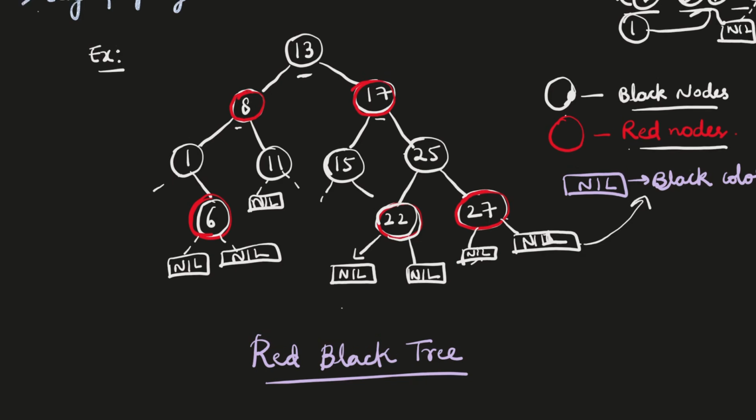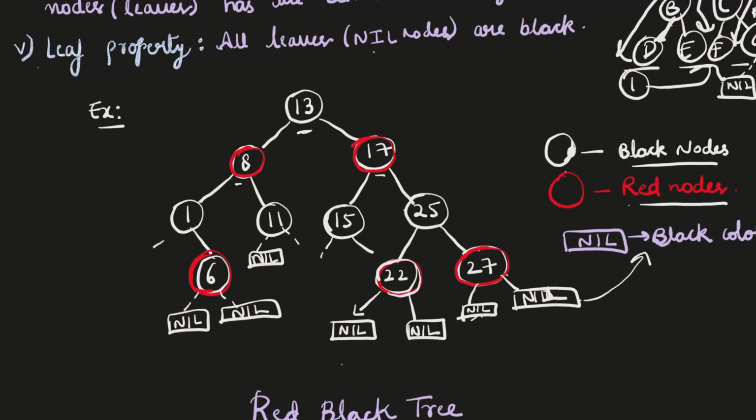So the first property is satisfied. The second property says that the root node has to be black. So which color is the root node here? It is black. So it has satisfied two properties.